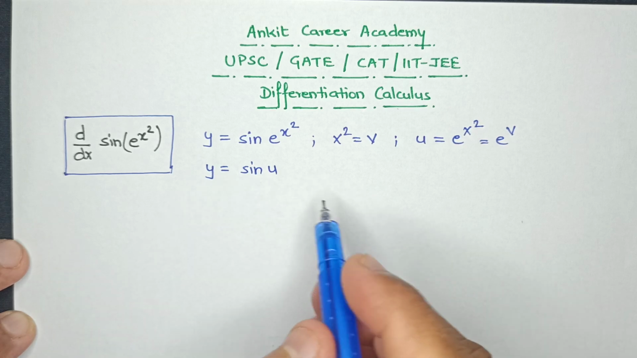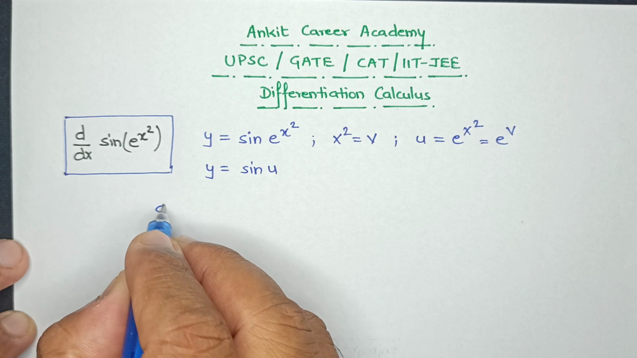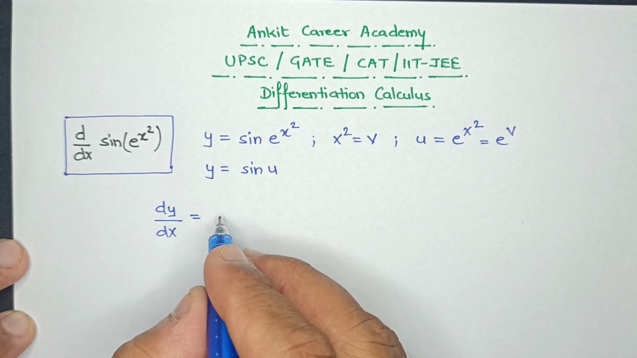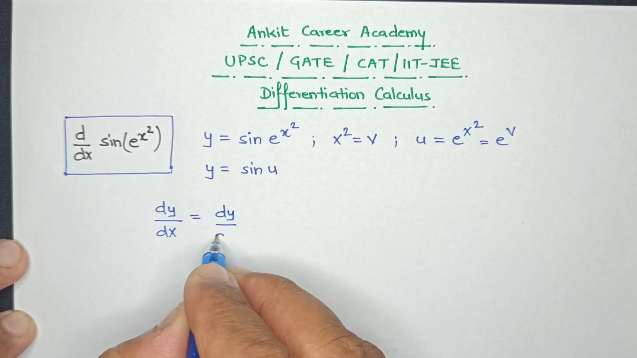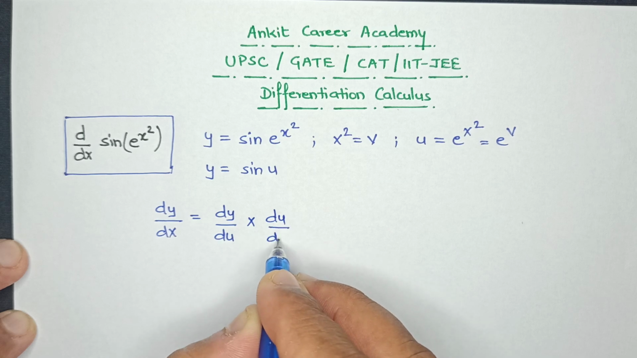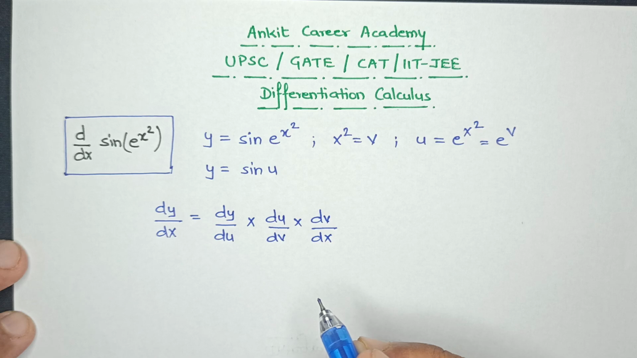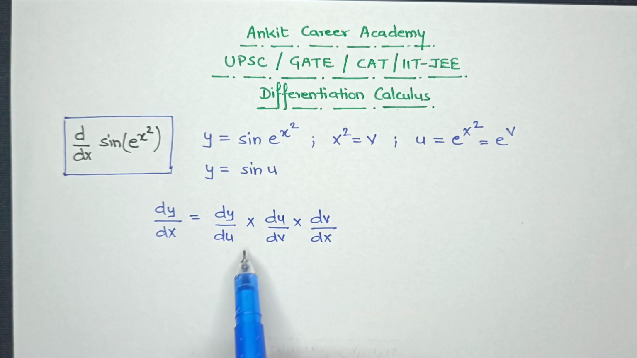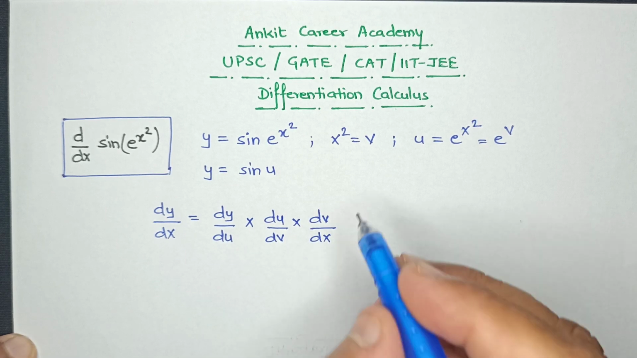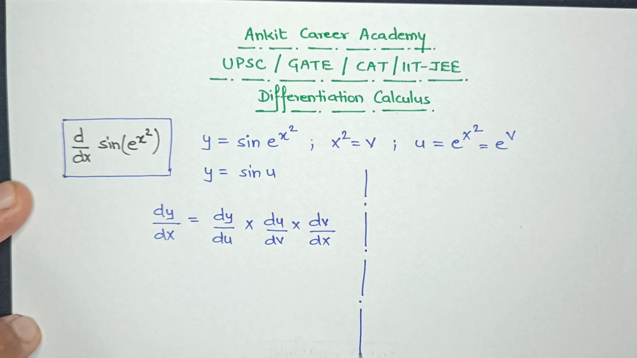So if you notice, if we want to calculate the value of d by dx of sine x square, what we are essentially looking at is to calculate the value of dy by dx, which can be written as dy by du multiplied by du by dv multiplied by dv by dx. So all we have to do is just substitute these particular values in this equation, and then we'll have our final answer. So let us calculate these values on this side of the equation.